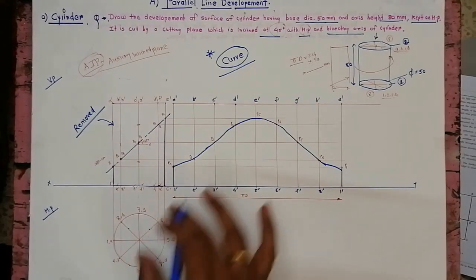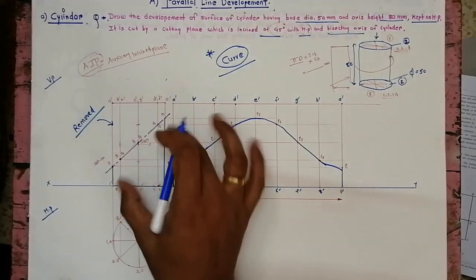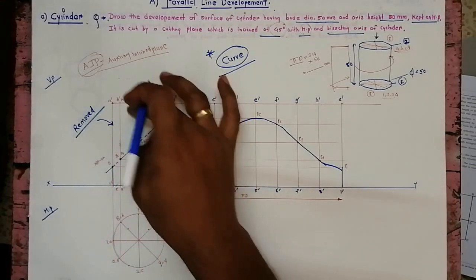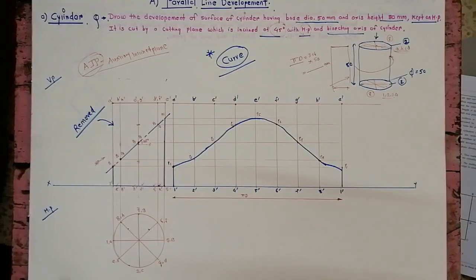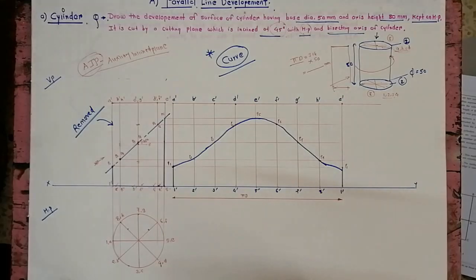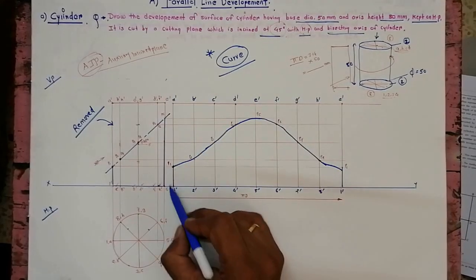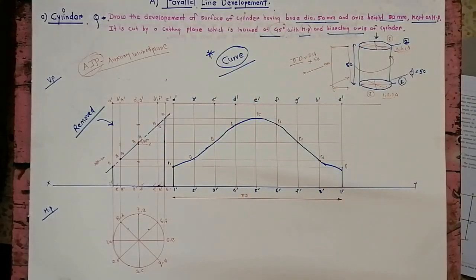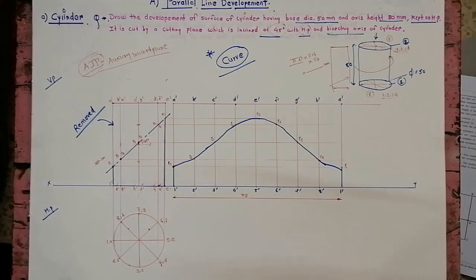The circle is also dark, and only the part of the cylinder below the cutting plane is dark; the rest is faint, because that part gets removed by the cutting plane. In the development also, only this much blue part is dark and the rest of the construction is faint. So this is the development of the cylinder.